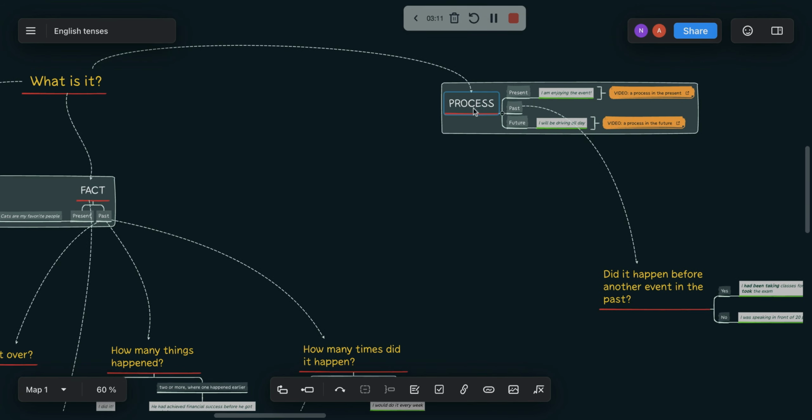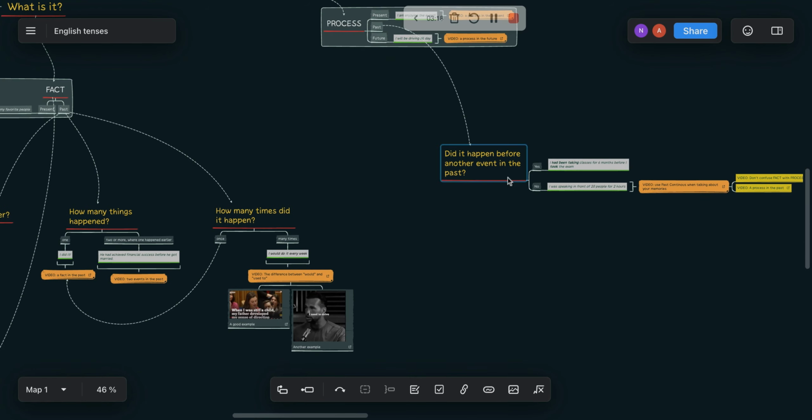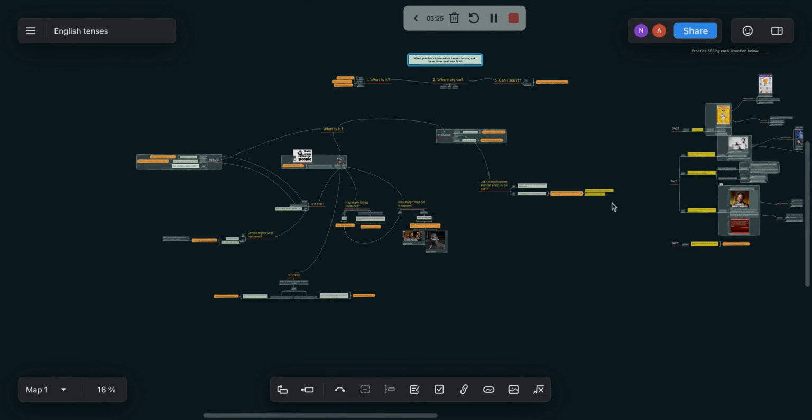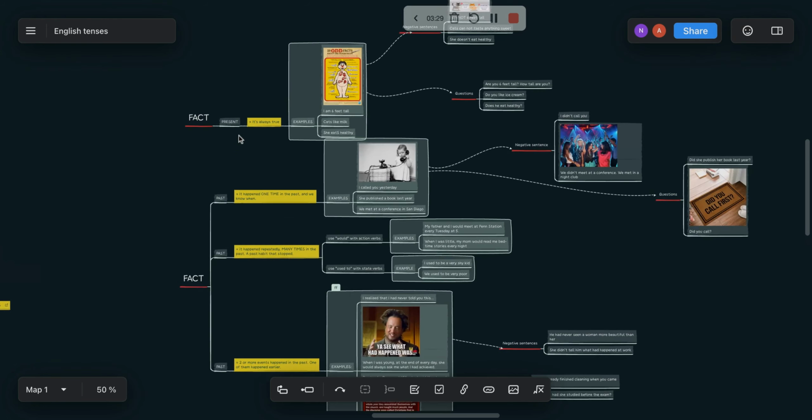If it's a process, we get to ask only one additional question. Did it happen before another event in the past? And if so, look at your options. This part helps you make decisions. This part gives you examples. What you will see here is examples.